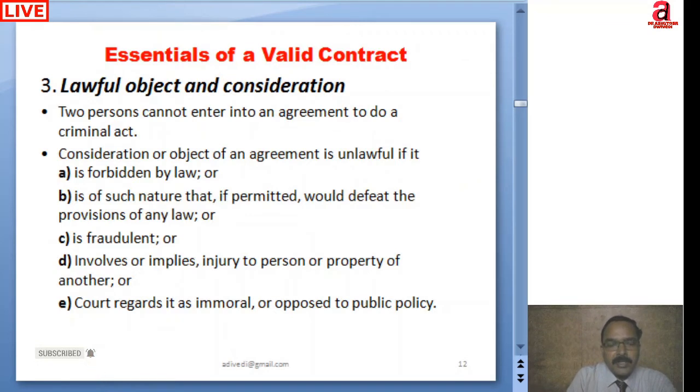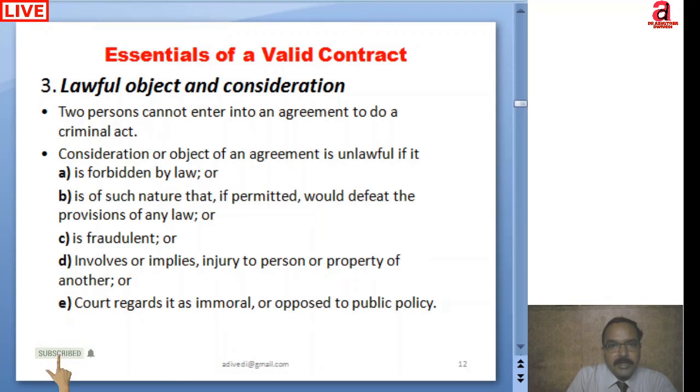The third point is lawful object and lawful consideration, which means two persons cannot enter into an agreement to do a criminal act or any act which is unlawful. Consideration or object of an agreement is unlawful if it is forbidden by law, or is of such nature that, if permitted, would defeat the provisions of any law, or is fraudulent, or involves or implies injury to person or property of another, or, last one, the court regards it as immoral or opposed to public policy.